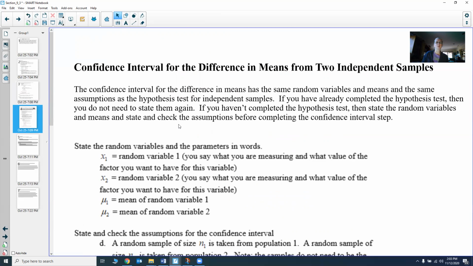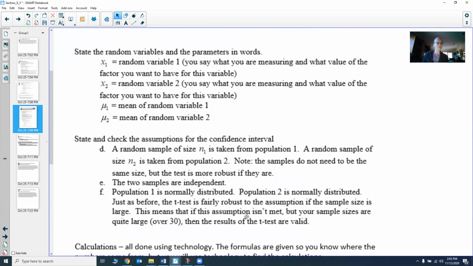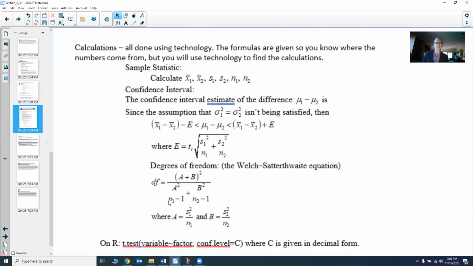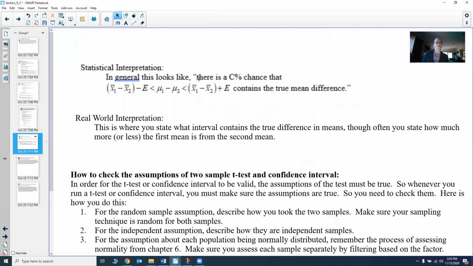You would have a confidence interval where you're looking for the difference in means. You want to know how much more is one over the other, how much less is one over the other. Those are the questions you might be asking. And so you'd be looking at that. And you again would state your random variables. You'd have the same assumptions as the hypothesis test. Your calculations are done very, very similar. And then you'd have your statistical interpretation and real world interpretation.